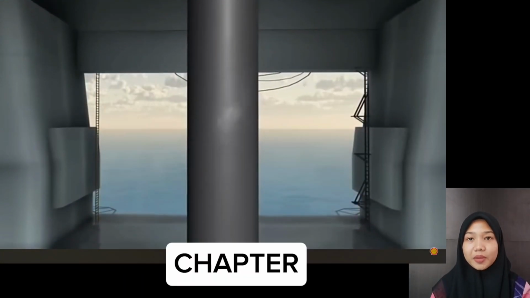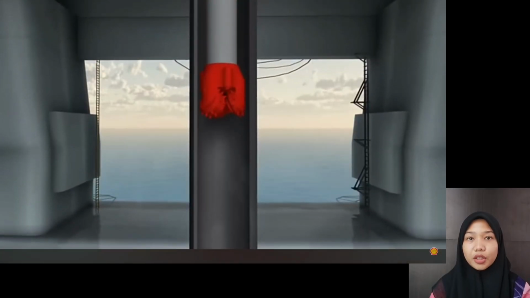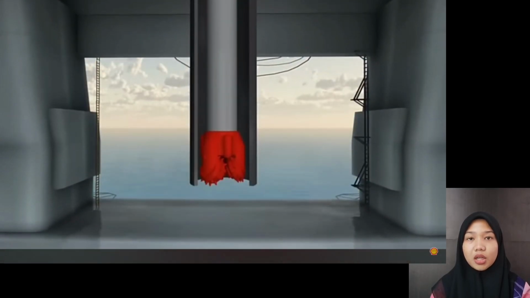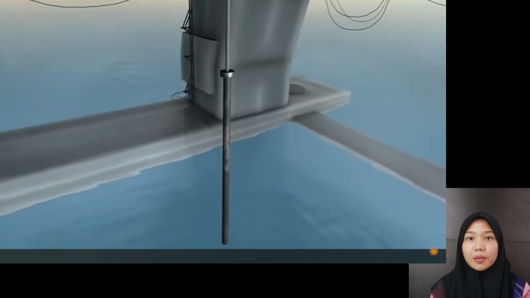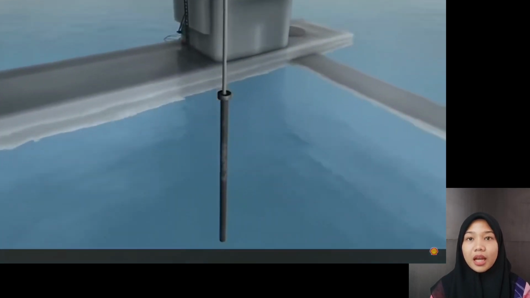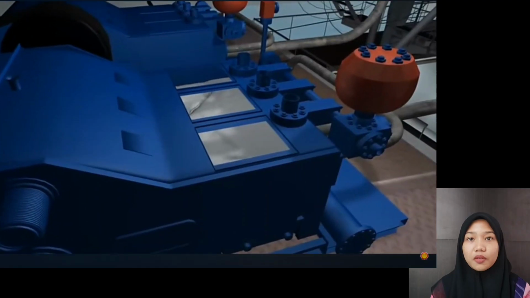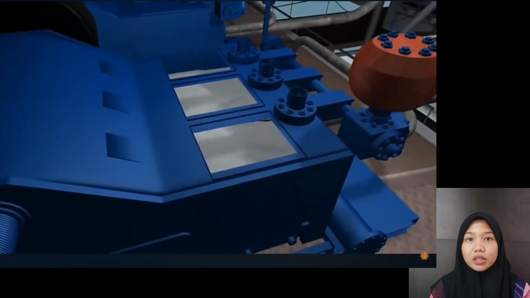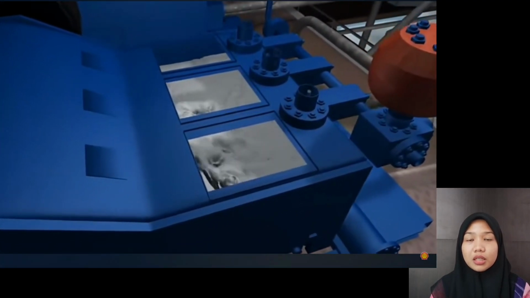Number 2 is chapter. Chapter can refer to a drilling phase or section, also called a hole section, each with a specific diameter and casing plan. Alternatively, it may refer to the manual or practical guide used during drilling.